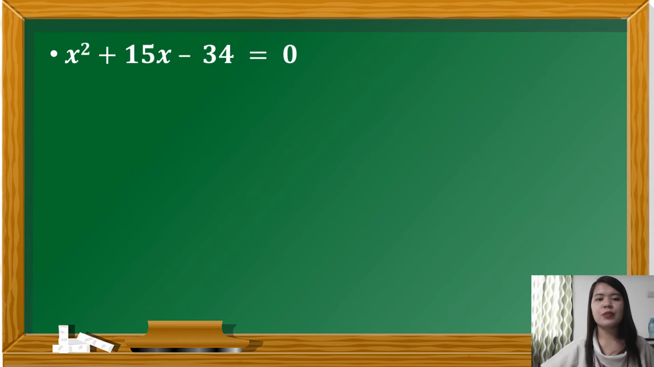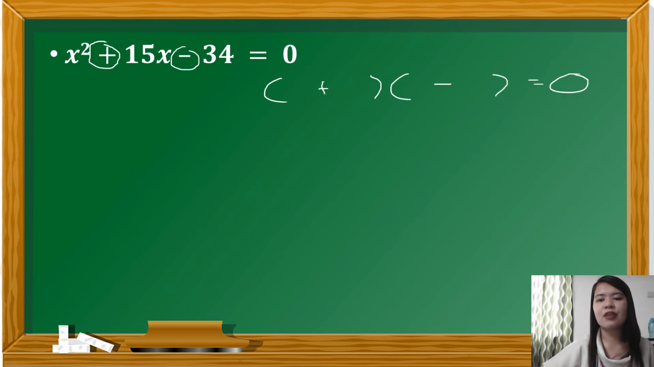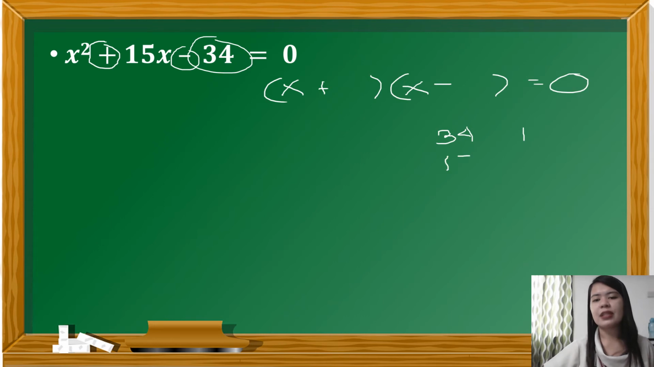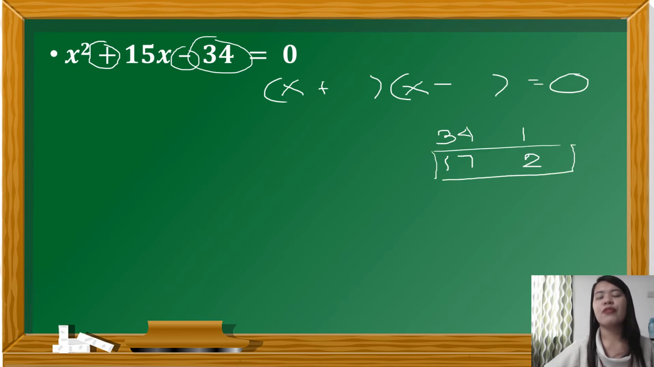First thing to do, observe the sign. We have positive and negative, meaning for our factors, we have positive and negative also. Next, the factors of x squared, that is x and x, because x times x is equal to x squared. Now, focus on the factors of 34. The factors of 34 are 34 times 1 and 17 times 2. Which of these factors, when subtracted from each other, will result in 15? That is 17 and 2, because 17 minus 2 is equal to 15.